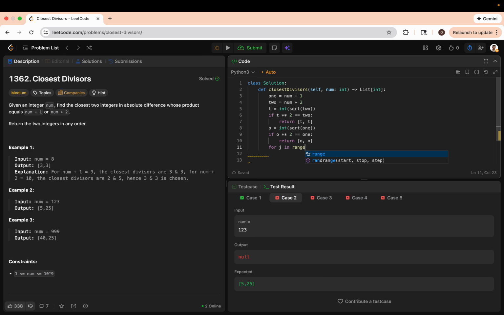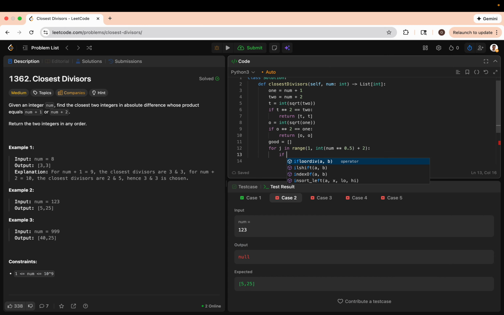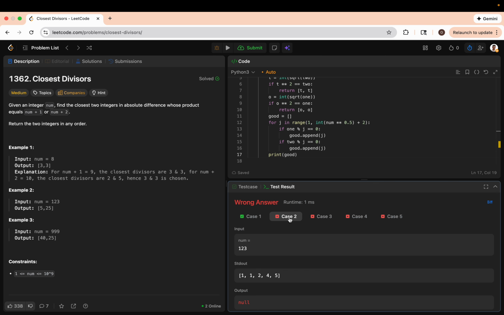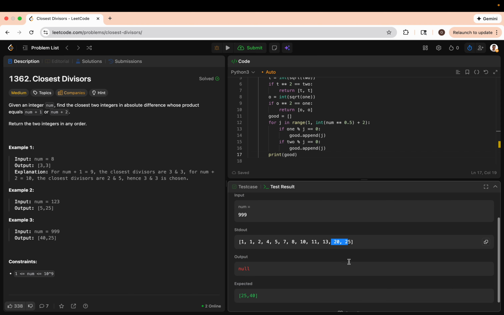And then let's generate all the way to int of num to the power of 0.5 plus 2, right? So let's generate all the numbers up to the square root of this. The plus 2 is for the even part, and then we can just insert them into a good list. So if one is divisible by j, then we can append j. And again, if two is divisible by j, we can append it. Cool. So now if we print good, we should have this list, and the answer is going to be somewhere in here.